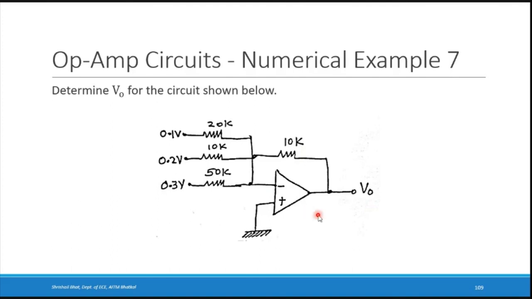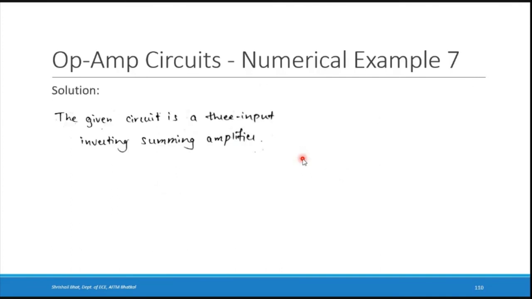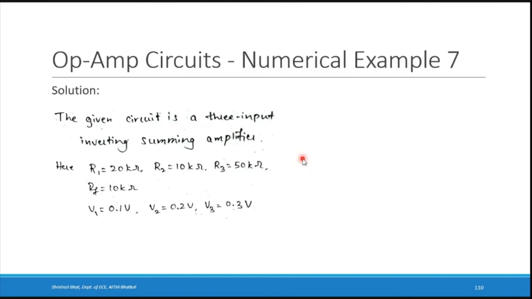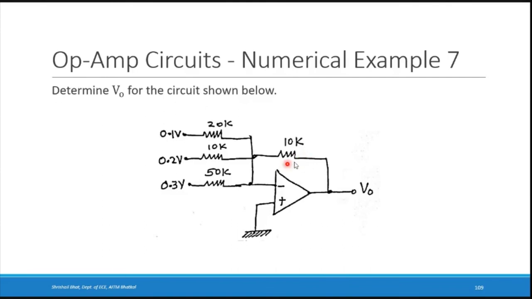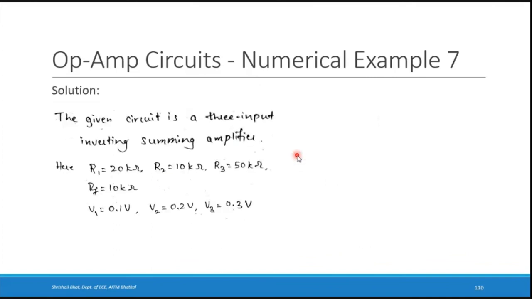So just like the previous one, first write the given things. V1 is 0.1, V2 is 0.2, V3 is 0.3, R1 is 20K, R2 is 10K, R3 is 50K, RF is 10K. It's a 3-input inverting summing amplifier, right? First write all the given things.